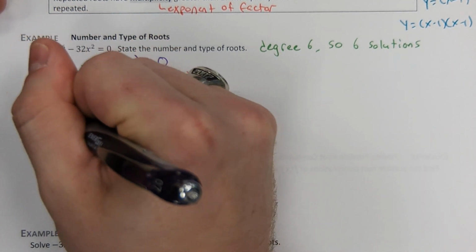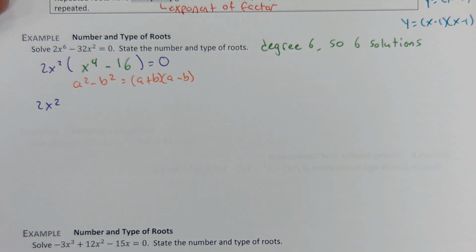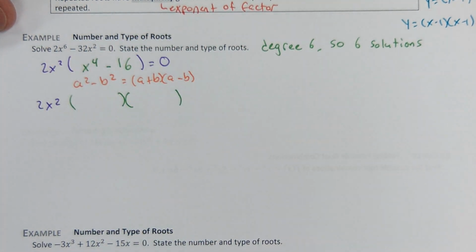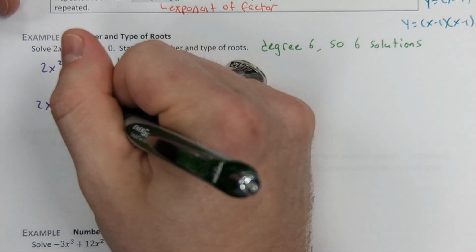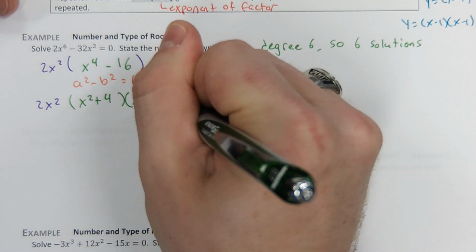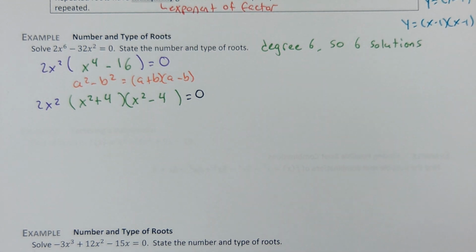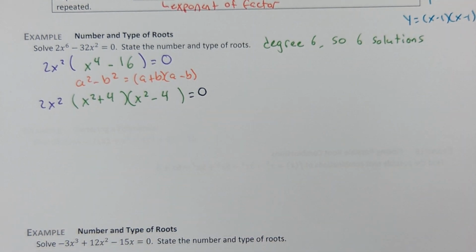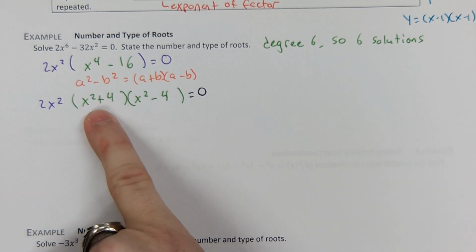What we have is 2x squared, and then the green thing will split into a pair of conjugates. I'll start writing the rest in black. x squared plus 4 and x squared minus 4. Special case. How many special cases are there in this line? Only one. Remember, a squared plus b squared will not factor.